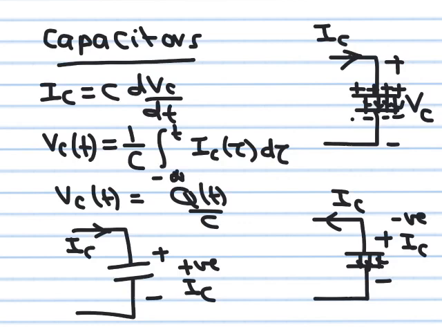So these are things to keep in mind. The relationship: the current is a derivative of the voltage. The voltage is the integral of the current, and C is the constant of proportionality here. This is a positive current. This is a negative capacitor current.